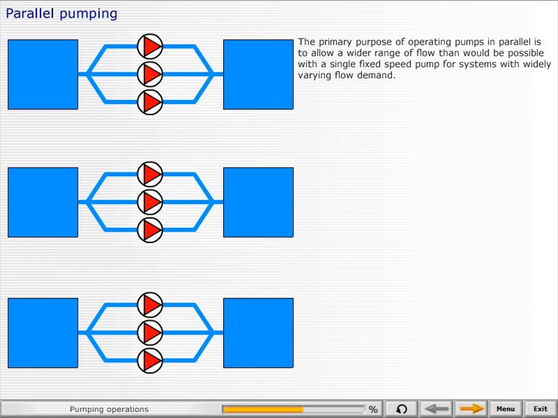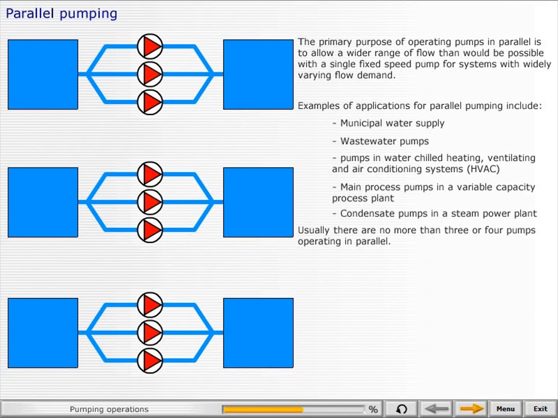The primary purpose of operating pumps in parallel is to allow a wider range of flow than would be possible with a single fixed-speed pump for systems with widely varying flow demand. Examples of applications for parallel pumping include municipal water supply and wastewater pumps, pumps in water-chilled heating, ventilating and air conditioning systems, main process pumps in a variable capacity process plant, and condensate pumps in a steam power plant. Usually there are no more than 3 or 4 pumps operating in parallel.